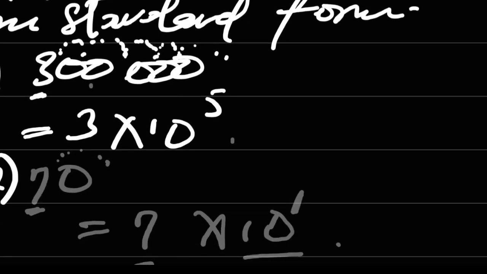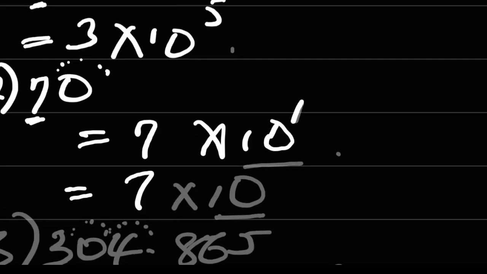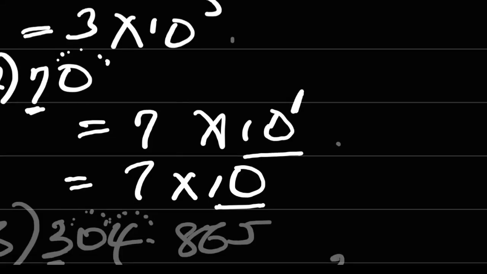Second question, 70. Writing this in standard form, since the decimal is not written, we said the decimal is at the extreme end. So if it is to move to the first significant figure, it will move only once. Our answer will be 7 times 10 raised to the power of 1, which is also the same thing as 7 times 10, because anything raised to the power of 1, most of the times we don't write it. 10 and 10 raised to the power of 1 mean the same thing. Please take notes.